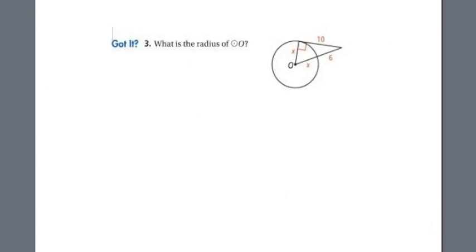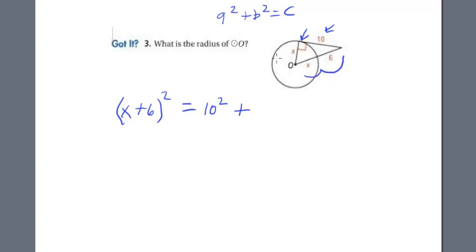Okay, in this problem it says, what is the radius? Well, we know it's a right triangle, they give us that right here. So we can use the Pythagorean theorem, a squared plus b squared equals c squared. Here c is x plus 6. So x plus 6 squared equals a squared, well that's 10 squared, plus b squared, which is x squared. So I need to distribute this right here.